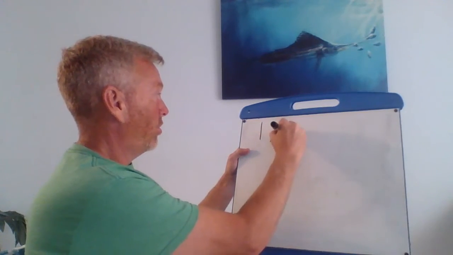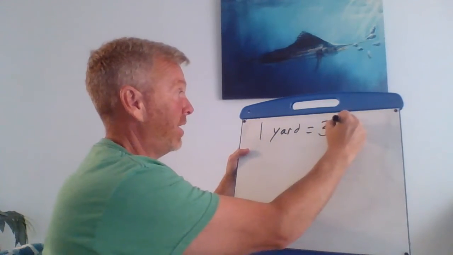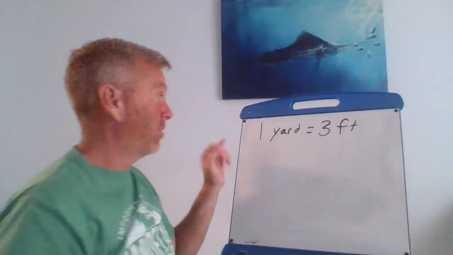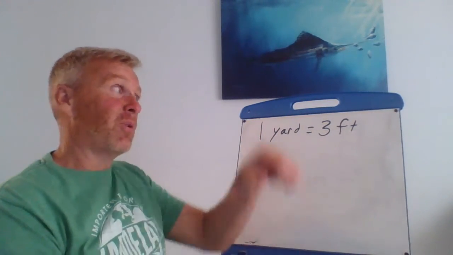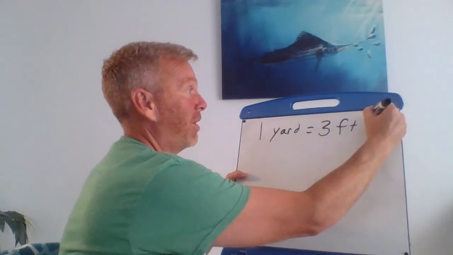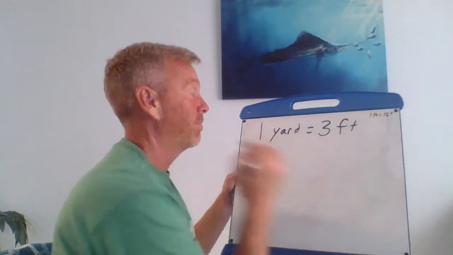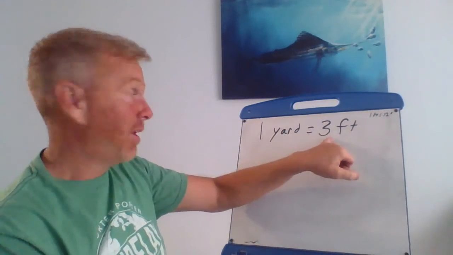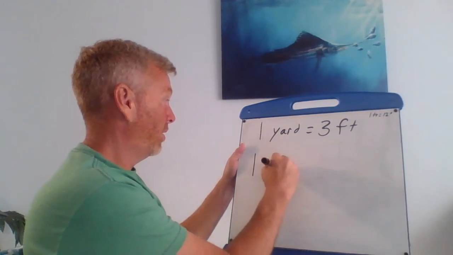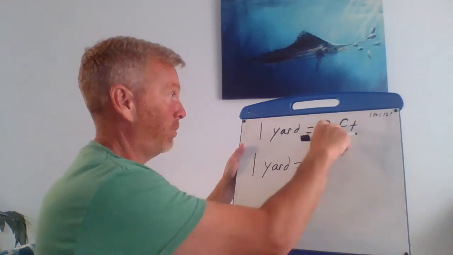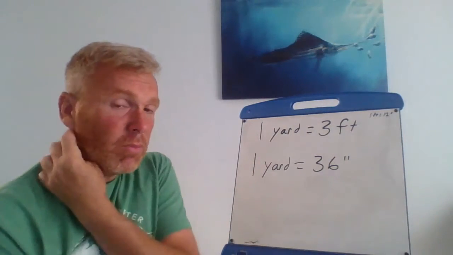1 yard is equal to 3 feet. So 1 yard is 3 feet. And if we go all the way back, and I'll put this up here as a reminder, we know that 1 foot is equal to 12 inches. So I know that 1 yard, 3 feet, so 1 yard is equal to, this would be 3 times the 12, 36 inches.